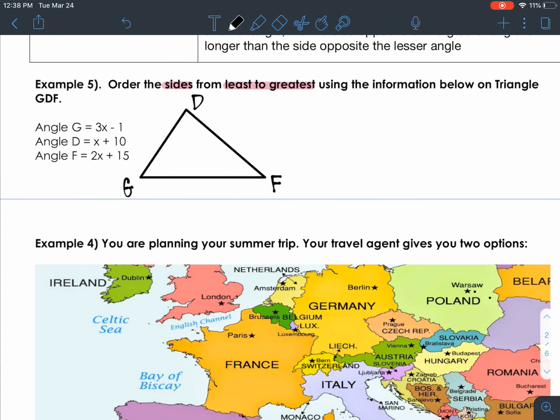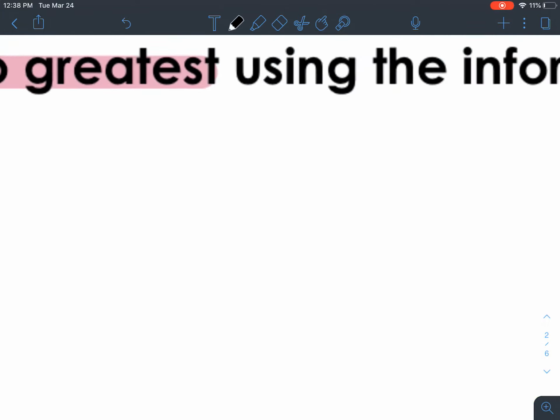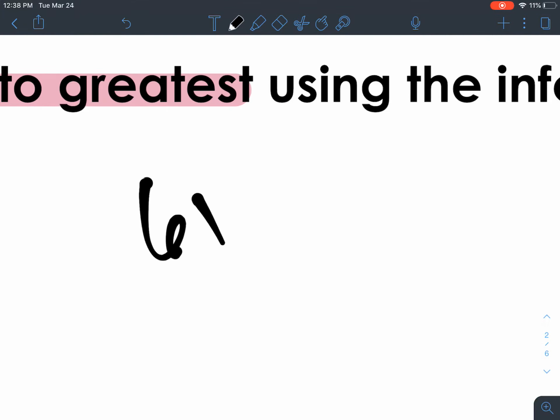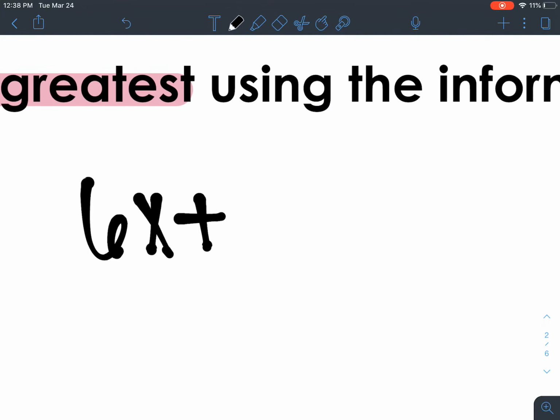Okay, so here's the thing, guys, all right? I'm given these 3 expressions. I don't know which of those is bigger than the other, okay? But what I need to do is find x, all right? So I'm given 3 angles in a triangle, and what we know is that the 3 angles of a triangle have to add up to equal 180. Okay, so I'm going to take these 3 angles of 3x minus 1, x plus 10, and 2x plus 15, add them up, set them equal to 180. And if I combine all those together, I'm going to get 6x plus 24 is equal to 180.